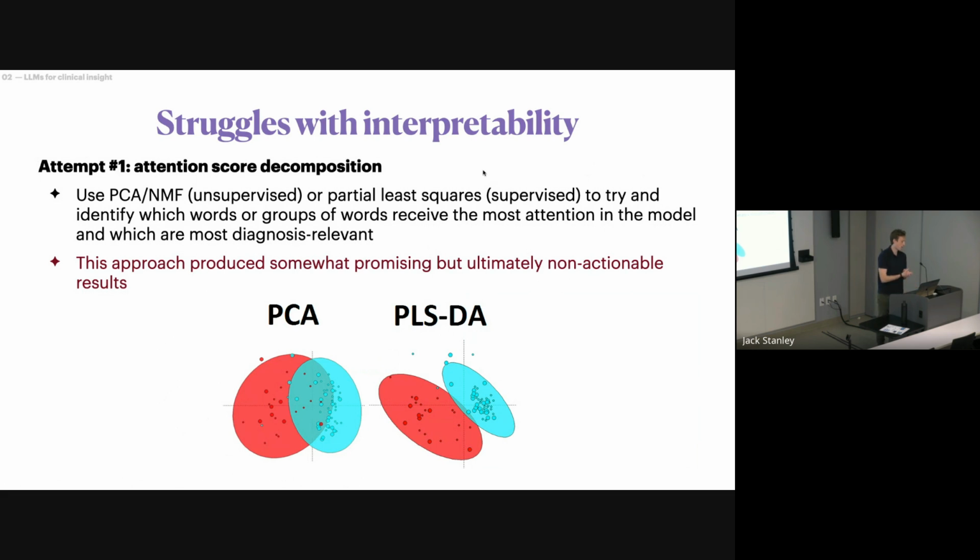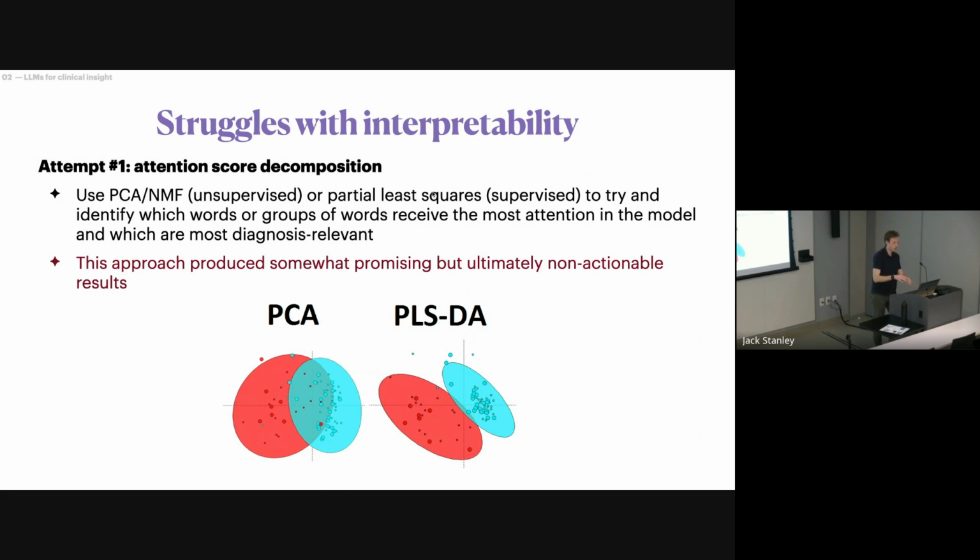So we tried some unsupervised methods like PCA and non-negative matrix factorization, and also some supervised methods like partial least squares, which is, again, using the supervision signal of the diagnosis itself to decompose in a more structured way. And we did this to try and identify essentially which words or groups of words receive the most attention in the model and which, again, are most diagnosis relevant.